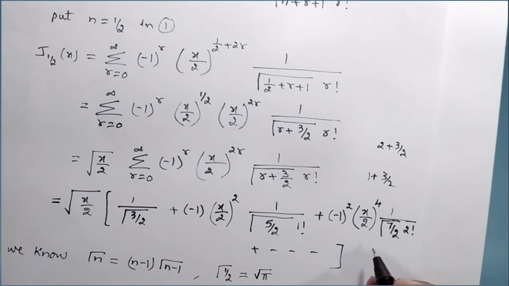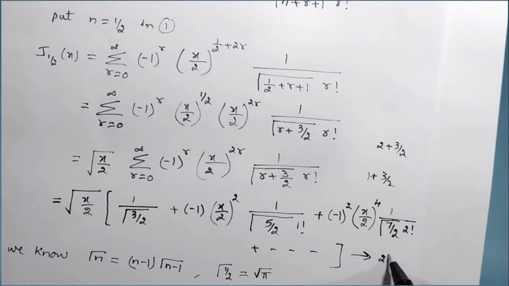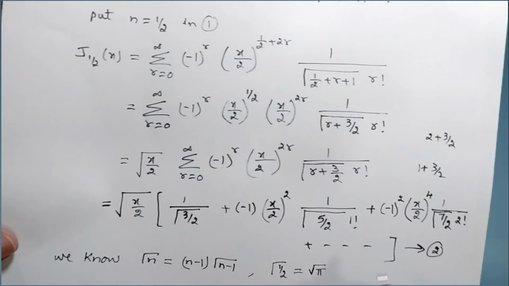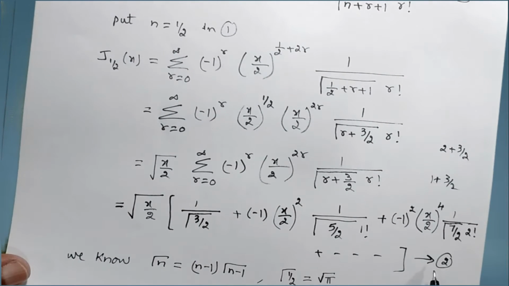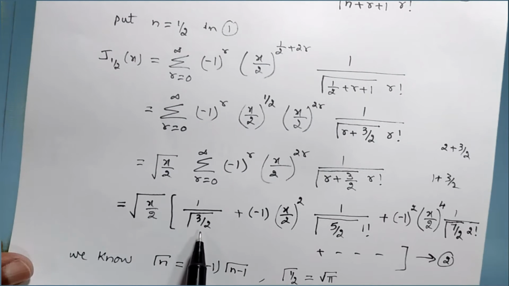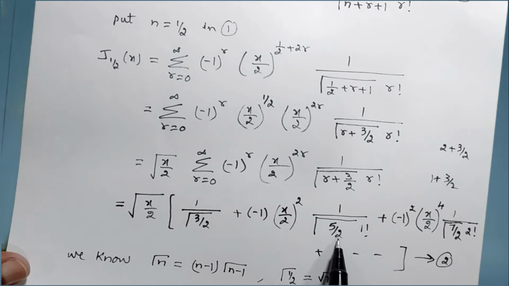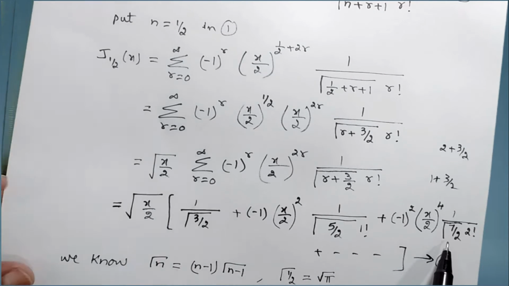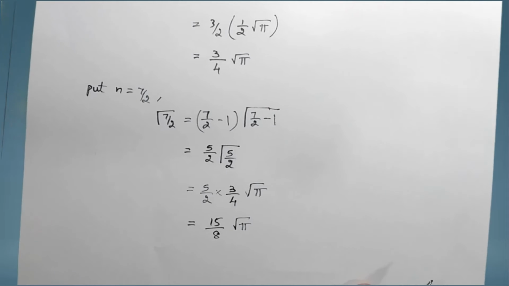So all these values we'll plug back into this equation. You can take this as equation number 2. So I'll plug in all these values: gamma of 3 by 2, gamma of 5 by 2, and gamma of 7 by 2. Just observe that equation number 2.